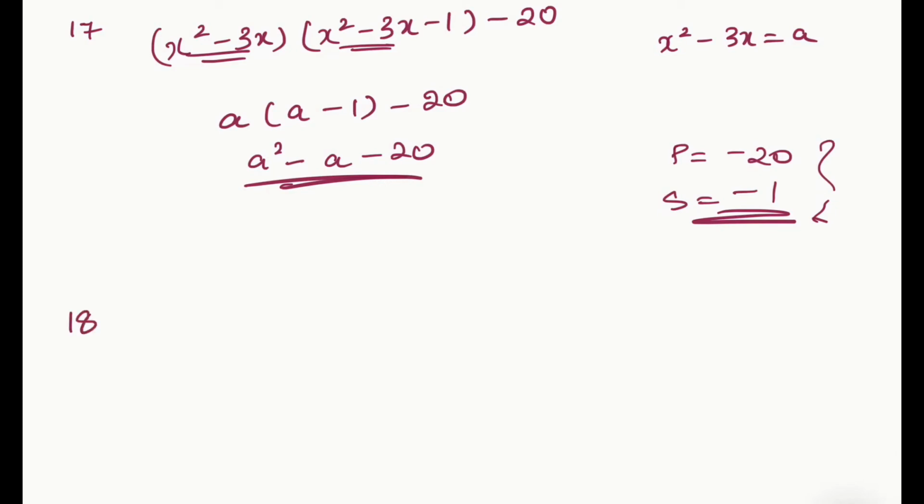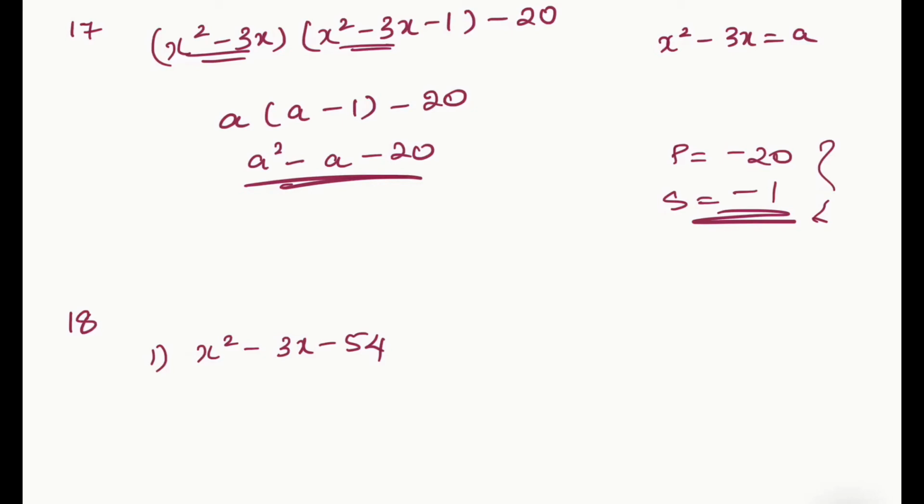Now coming to the question number 18. For each of the trinomial or quadratic expression given below, find whether it's factorizable or not. Factorize if possible. So first question we have it as x square minus 3x minus 54. Okay.